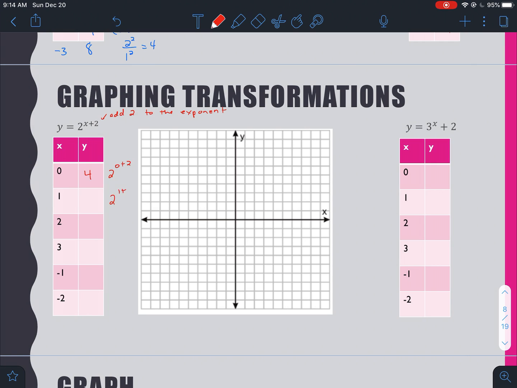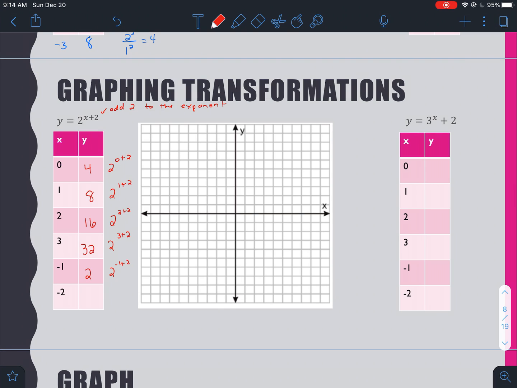So this would be 2 to the 0 plus 2, which would be 2 squared, so this would be 4. 2 to the 1 plus 2 would be 2 to the 3rd, which would be 8. And then 2 to the 2 plus 2, that'd be 2 to the 4th, which would be 16. And 2 to the 3 plus 2, that would be 2 to the 5th, which is 32. And then if I do negative 1, this would be 2 to the negative 1 plus 2. That'd be 2 to the 1st, which is 2. And 2 to the negative 2 plus 2, that would be 2 to the 0th, which is 1.